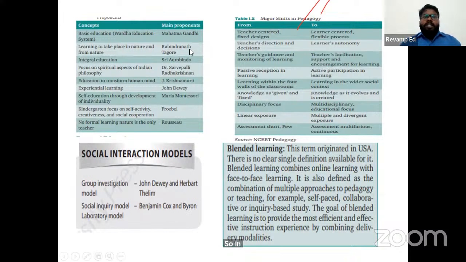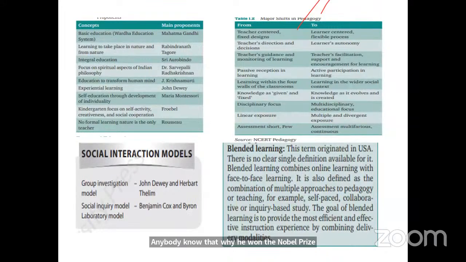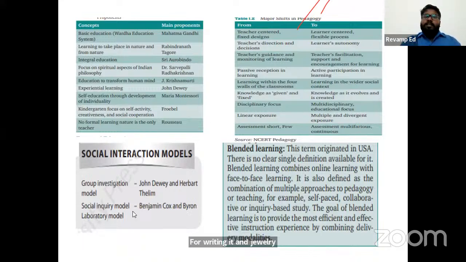We have Rabindranath Tagore. Rabindranath Tagore is very well known for his achievement that he won the Nobel Prize. Does anybody know why he won the Nobel Prize? For writing Gitanjali. Yeah. So for Gitanjali, Rabindranath Tagore got the Nobel Prize.